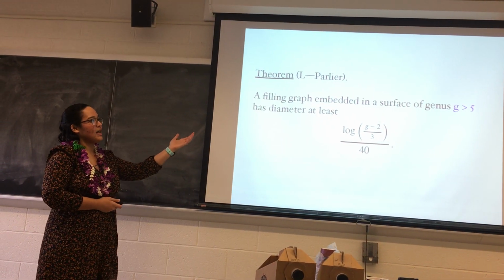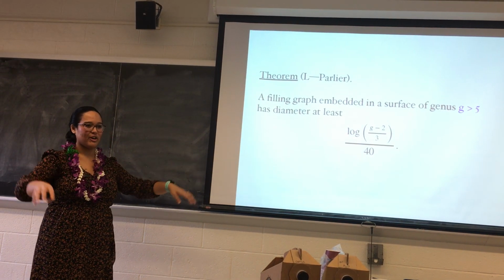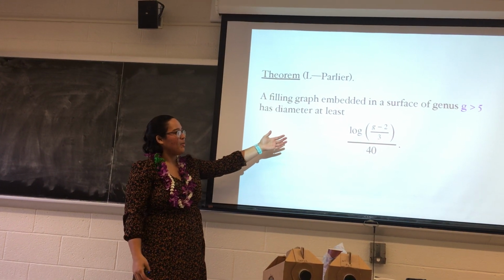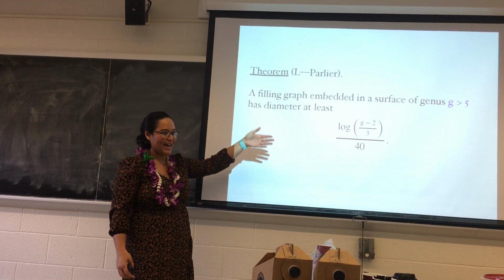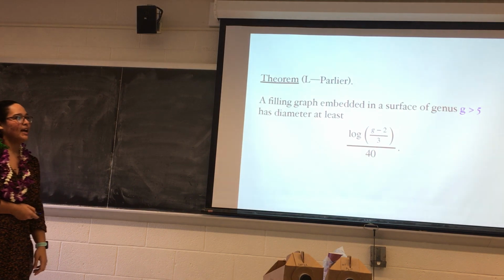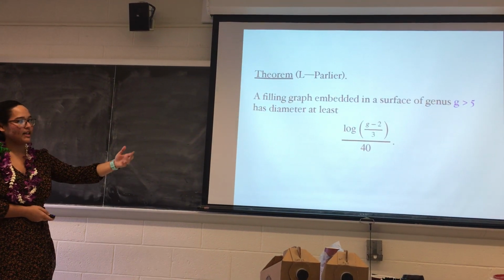And this tells us how far the isotopy goes around our surface. And so since we have this bound on this filling graph, we know that at least one of our points moves at least this over n away, right? Because we have these n marked points. And so that's the idea that gives us this lower bound.